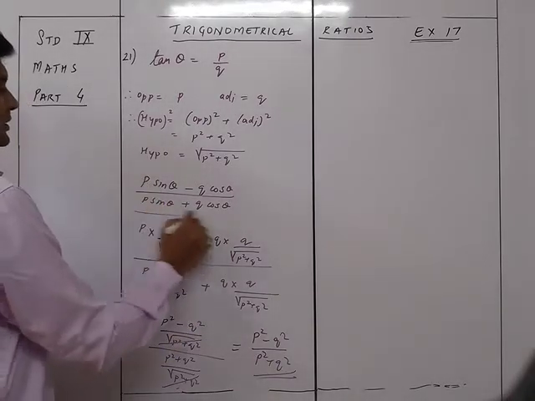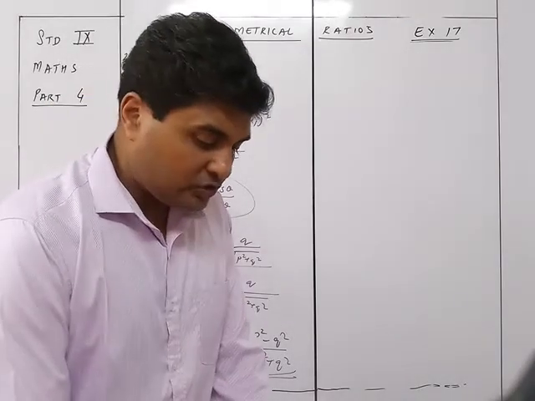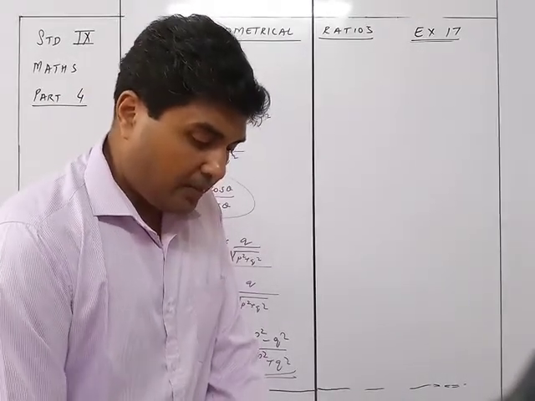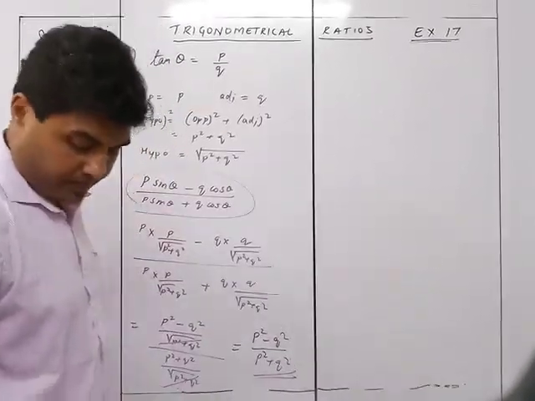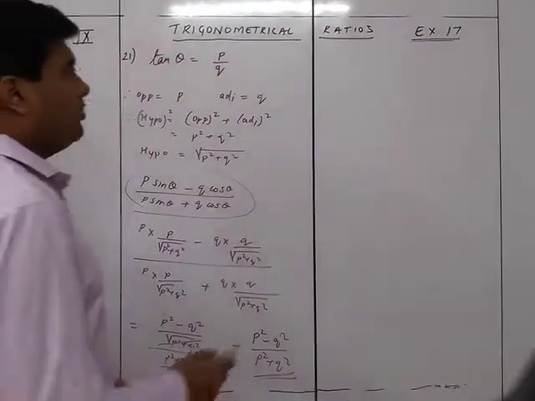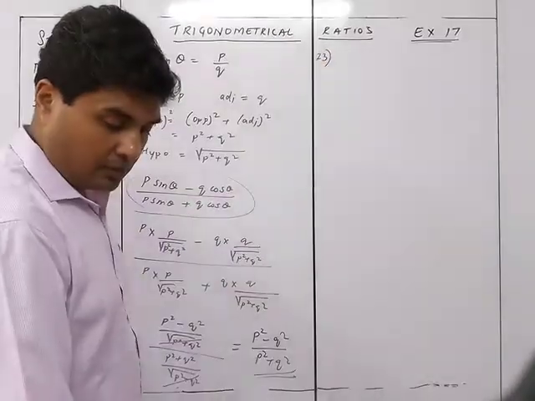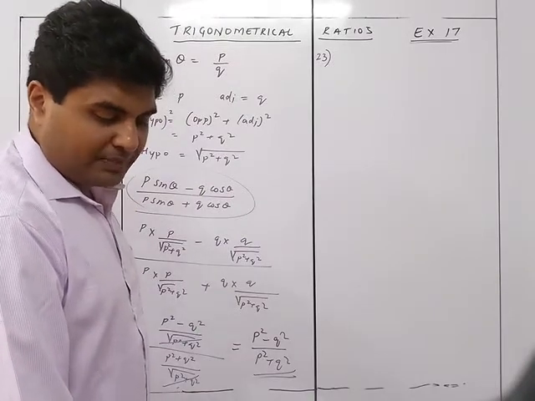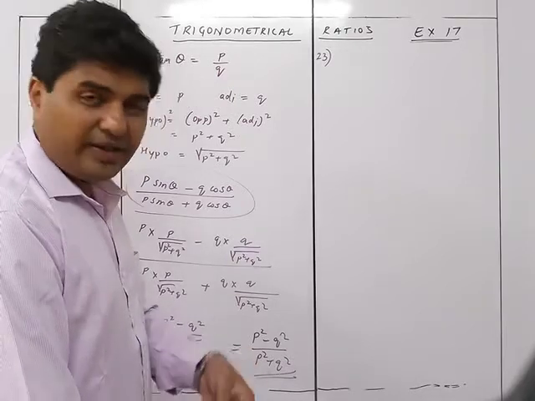So this is what we needed to find out. The answer is P square minus Q square upon P square plus Q square. That's sum number 21. We now move on to sum number 23. There are two sums in sum number 23. Let's do both of them, because we are already having it that way.